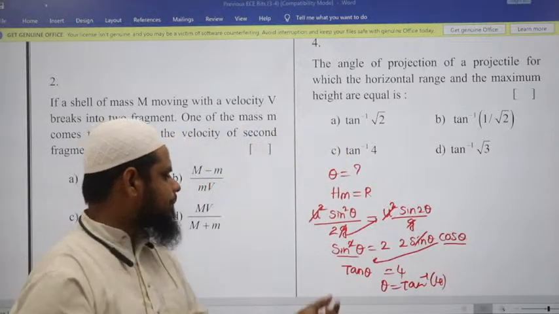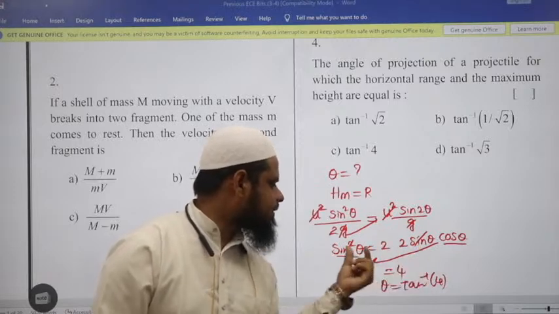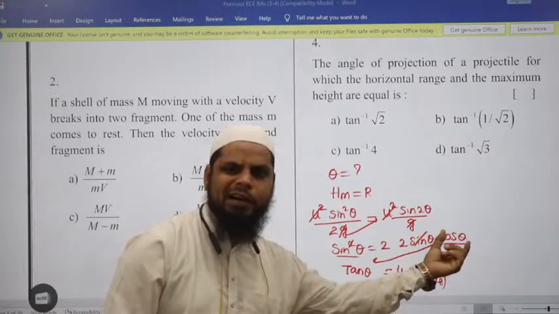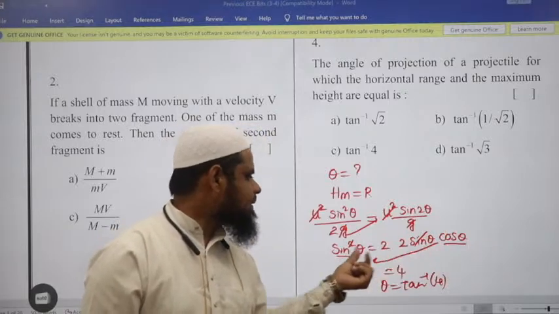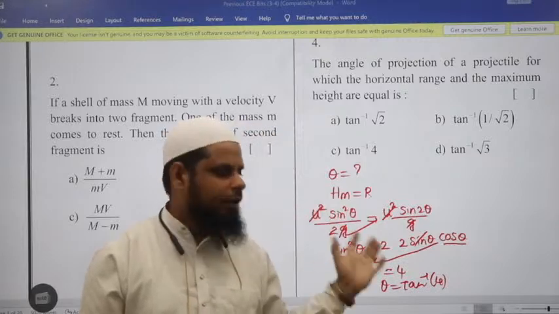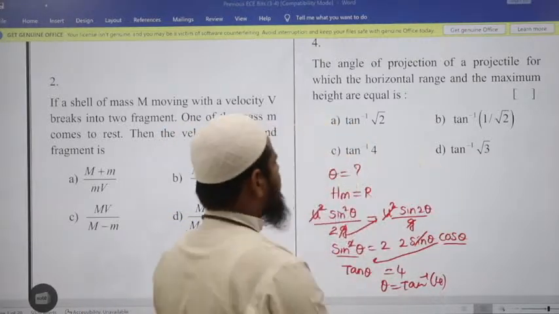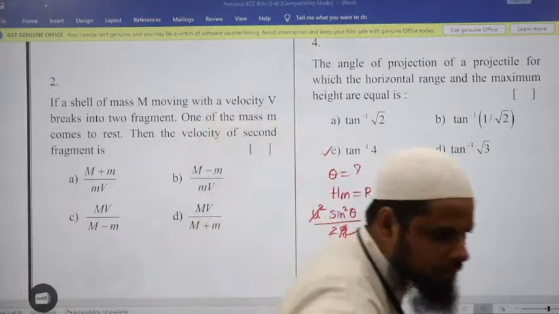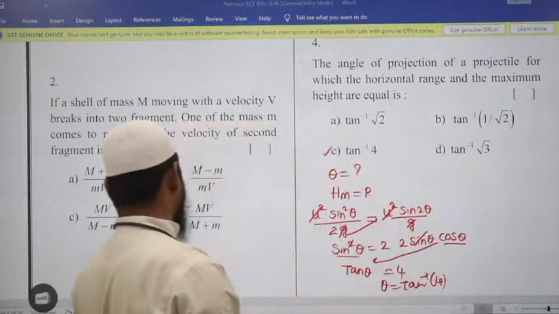Is that clear? Look at it, sine square theta: one sine square, another sine gets cancelled. The cos theta here is multiplication. Taking this, the numerator becomes the denominator here. Sine by cos becomes tan. Tan theta is equal to 4. Hope you understood this. So tan inverse 4, this is the answer now. Someone is telling Balu, Noma. C is the right answer.